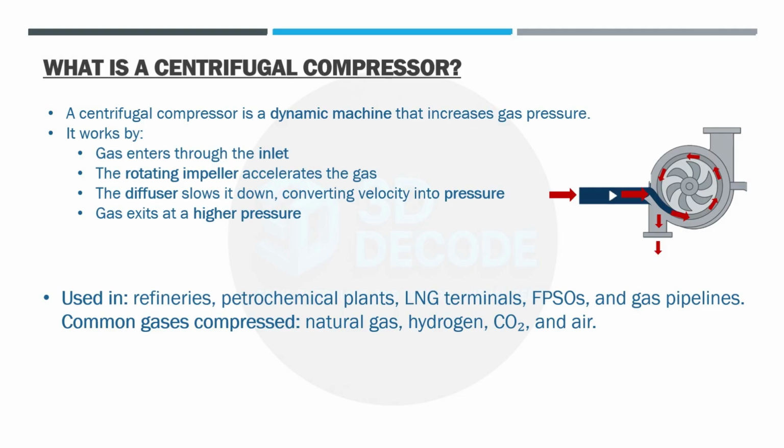Centrifugal compressors are widely used in refineries, petrochemical plants, LNG terminals, offshore platforms, and gas transmission pipelines. They commonly handle gases like natural gas, hydrogen, carbon dioxide, and even air.